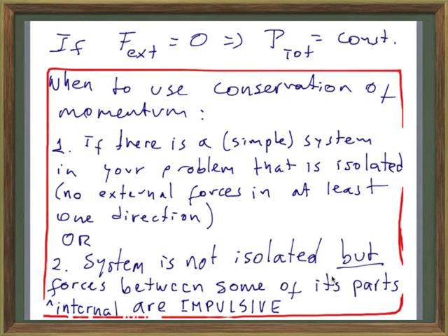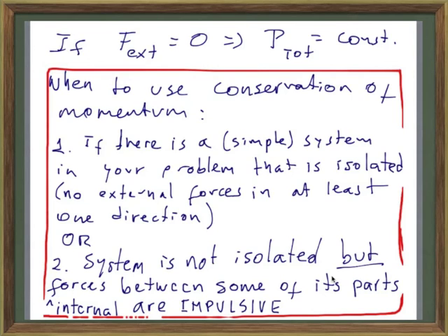So when can you use the idea that the momentum is constant? When there's a simple system that you can find in your problem that is isolated, right? If you identify a part of your situation where you know for sure it is isolated, nothing is coming from outside, whatever happened was due to internal forces, then for that object, you can do conservation of momentum. Another possibility is that maybe the system is not isolated, but what happened was that there was a collision or an explosion that involved impulsive forces.